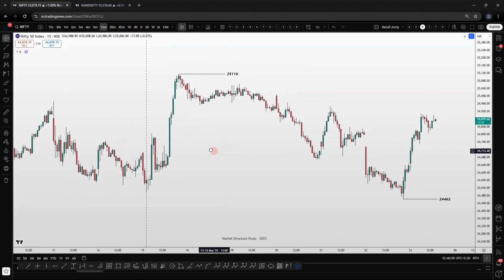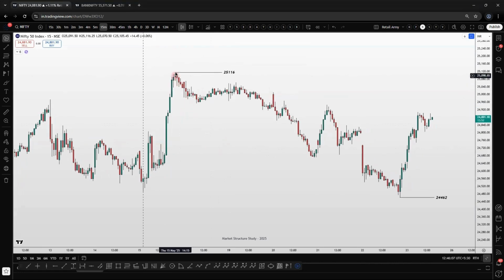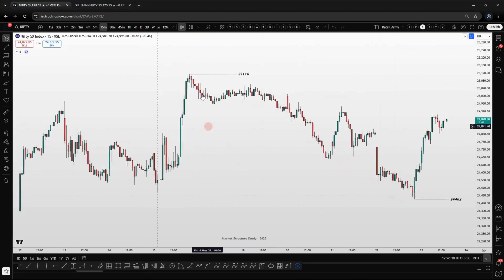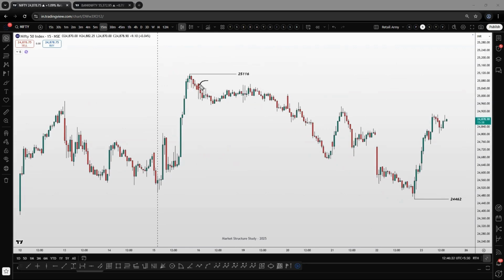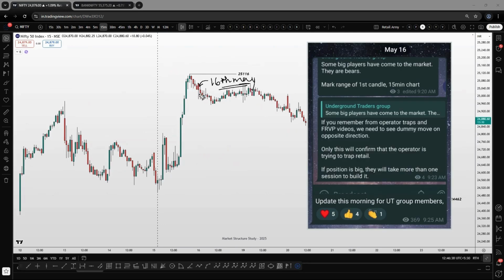This is the chart of Nifty and we have seen a very good fall recently, from 25,116 to 24,400, nearly 600 points. This move started from this exact point here, on the 16th of May, right? Those who are in the Telegram group, I updated this on the 16th of May in the live market.